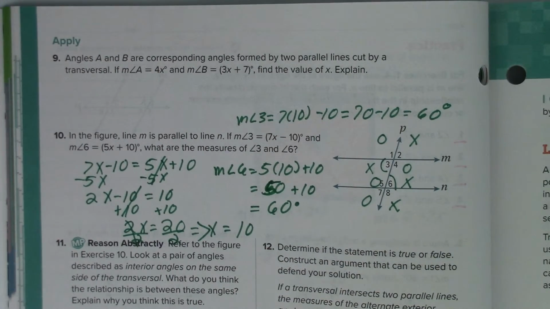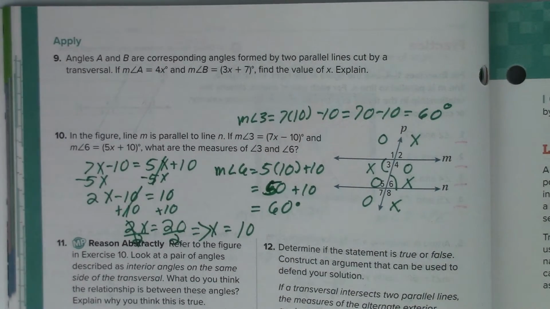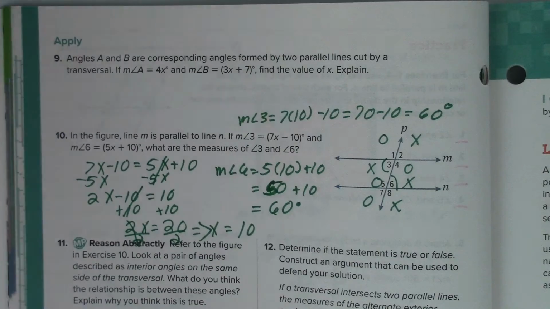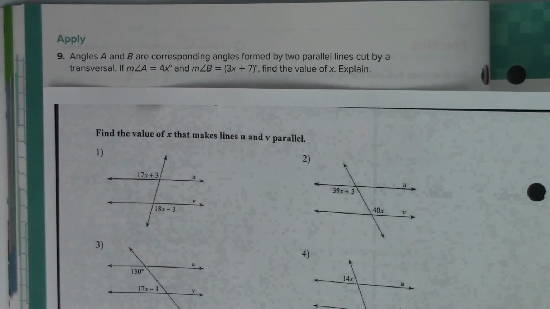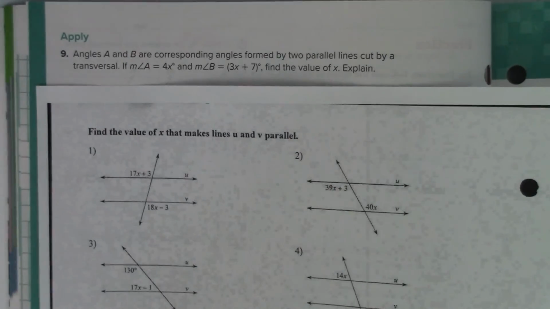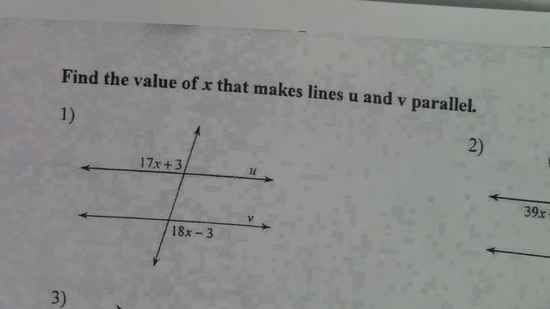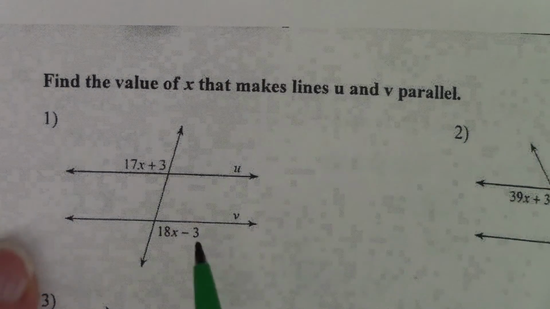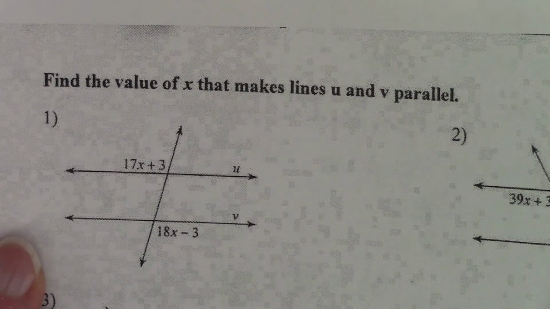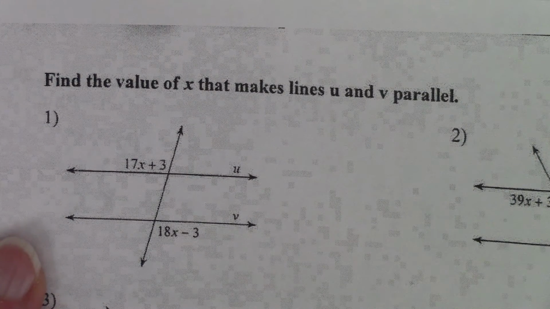So for your assignment, you have some review, and then you have this sheet right here. Sorry, my copy is really pixelated for some reason. I'm going to zoom in. Okay, so on this sheet, you're going to find the value of x that makes the lines u and v parallel. So all of our rules about our angles only work when our transversal intersects two parallel lines.